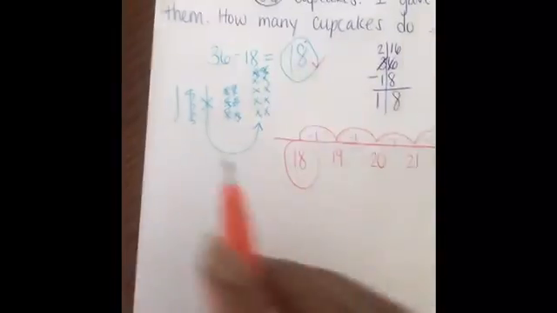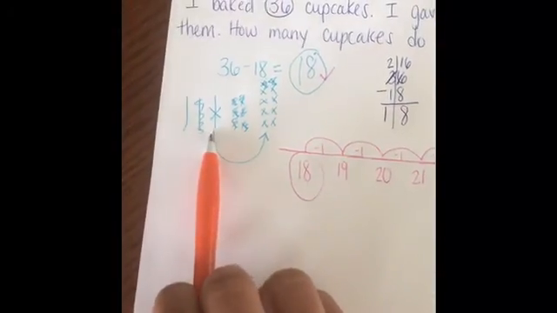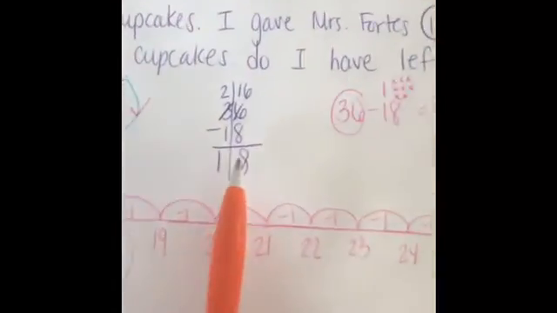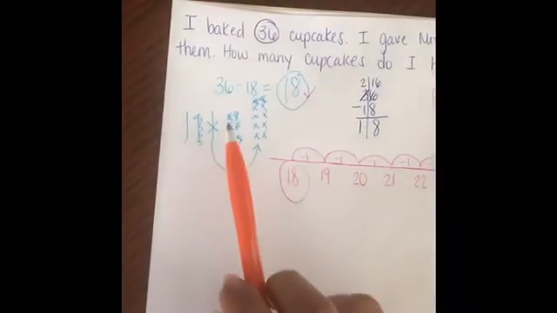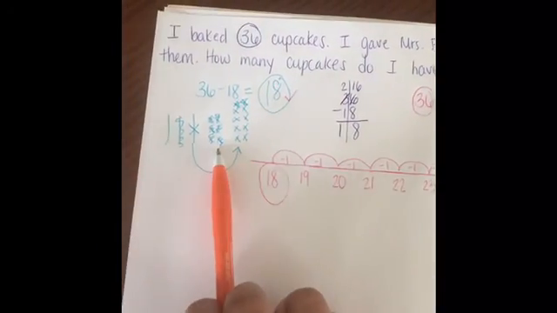So base 10 blocks is a very good picture to show our brain what's happening and why we're crossing out numbers and writing new ones. We just have to remember that it has to be a fair trade.